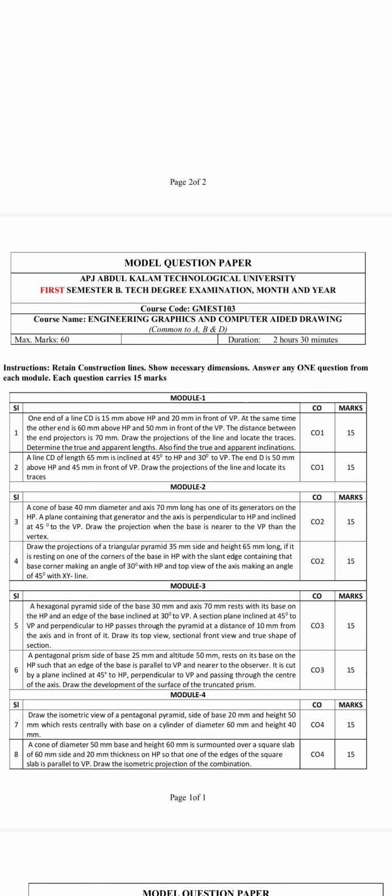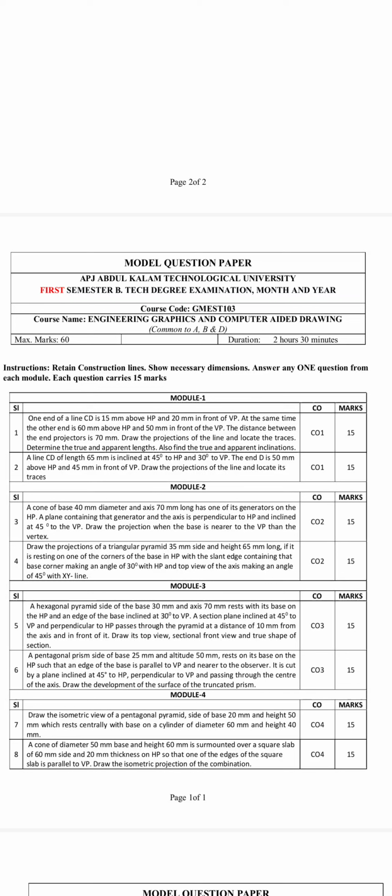Then module 3 questions. Module 3 first question. A hexagonal pyramid, side of the base 30 mm and axis 70 mm, rests with its base on the HP and an edge of the base inclined at 30 degree to VP. A section plane inclined at 45 degree to VP and perpendicular to HP passes through the pyramid at a distance of 10 mm from the axis and in front of it. Draw its top view, sectional front view and the true shape of the section.